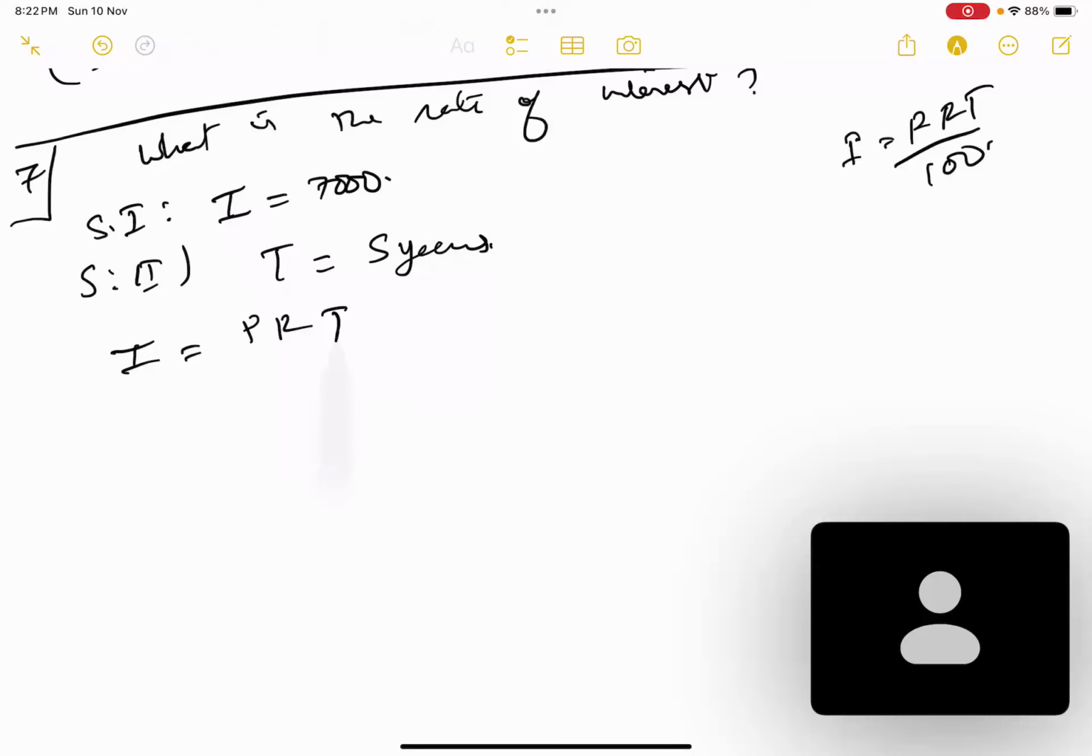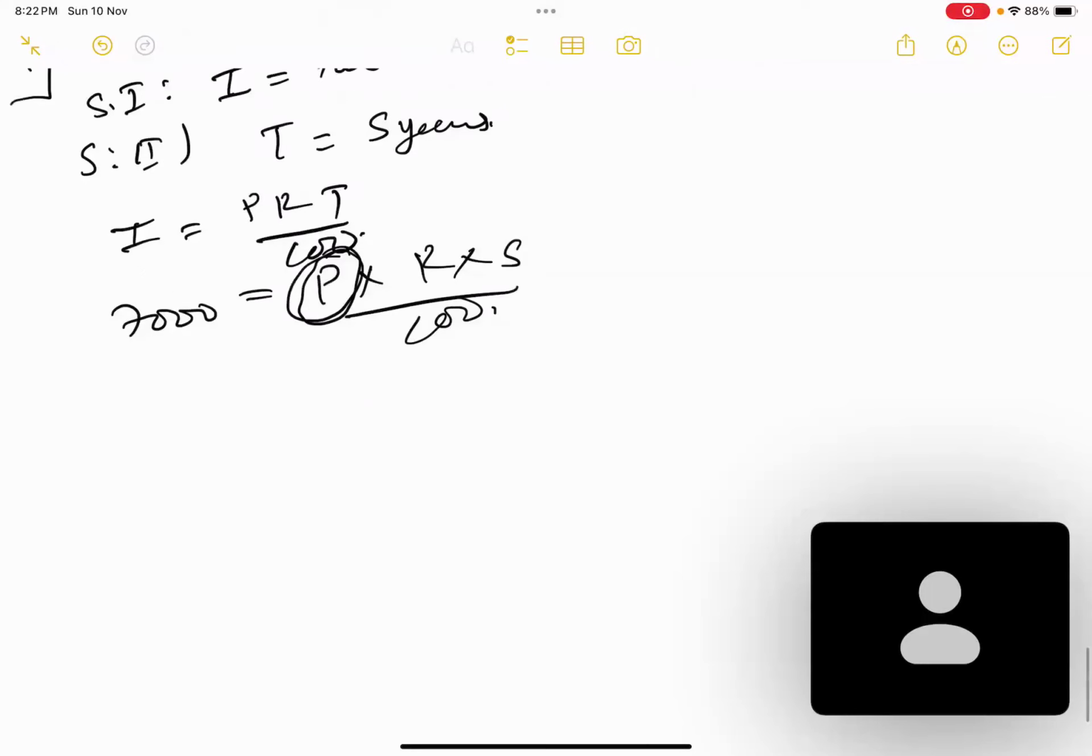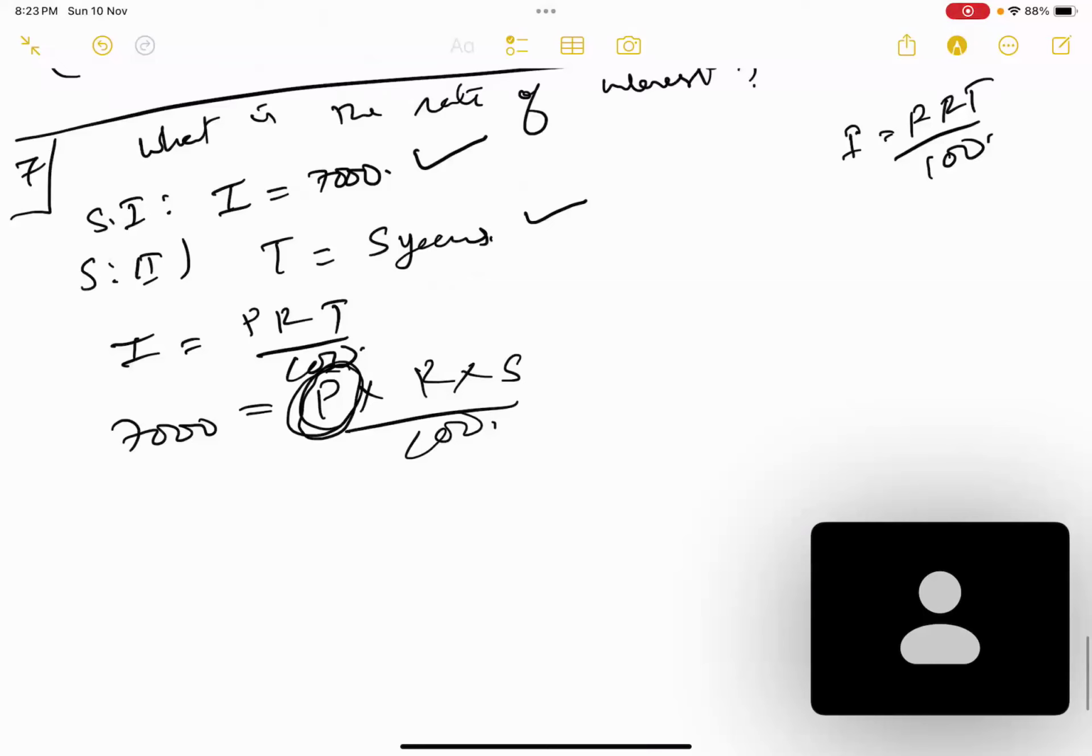We don't know what was the value of principal that was initially invested, which means that by using even both statement 1 and statement 2, we can't find the rate of interest. Okay, that is why the answer is number B, which is both not sufficient. Then let's come to number 8.